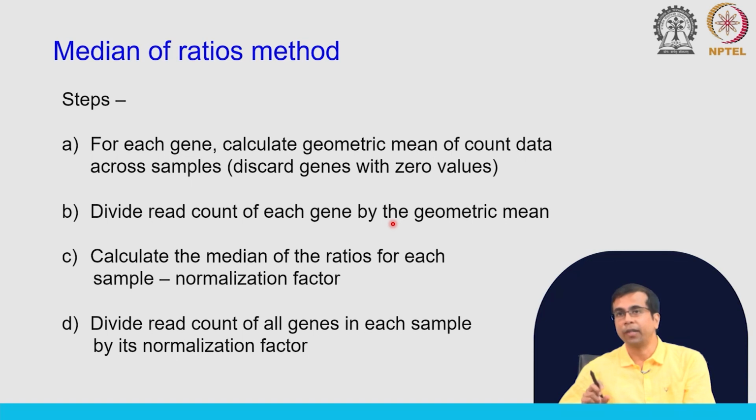We have the first step where we calculate the geometric mean for each gene. We divide read count by the geometric mean, and when we get some ratios, some values, we calculate the median of those ratios for each sample, and those median values for each sample will be the normalization factors for those samples. And using that normalization factor, you divide the read count of all genes in each sample. Again, each sample will have its own normalization factor, and we will use that to divide the read count. So, let us now look at this in action, and that will be clear.